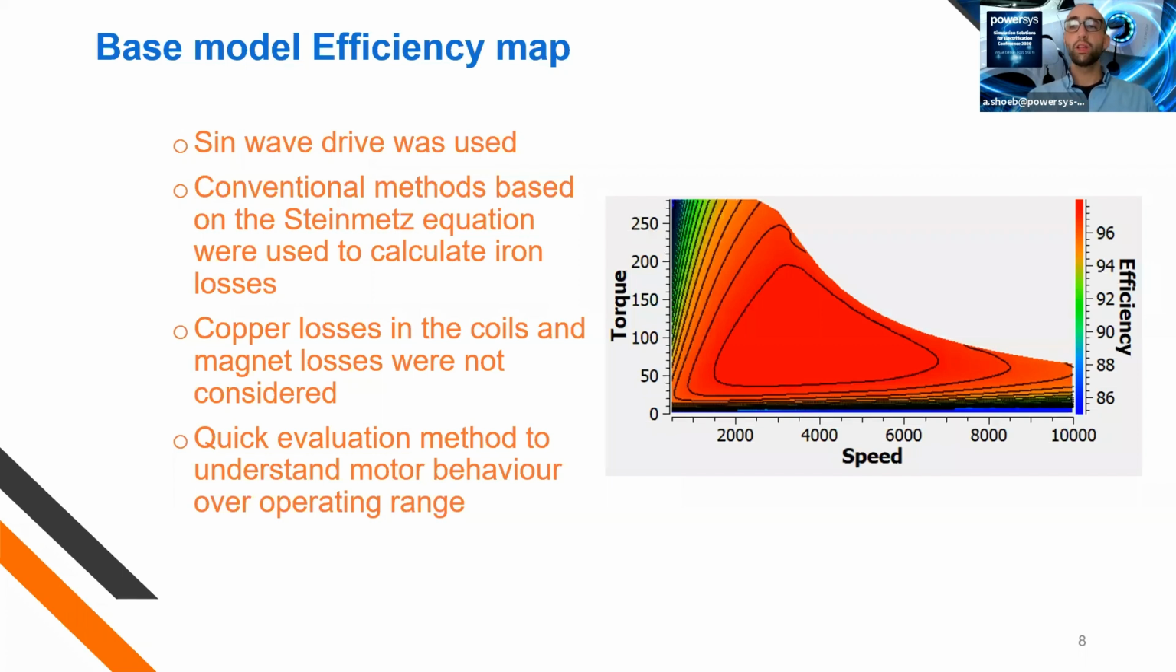The reason why I'm generating this efficiency map is to have a quick evaluation and understand motor behavior over the operating range. This efficiency map does not take any time to generate. It takes around a few minutes, but it gives me an initial indication of how everything works.